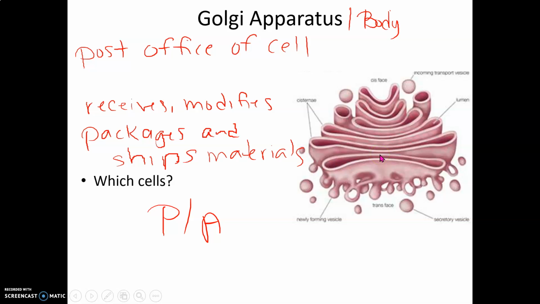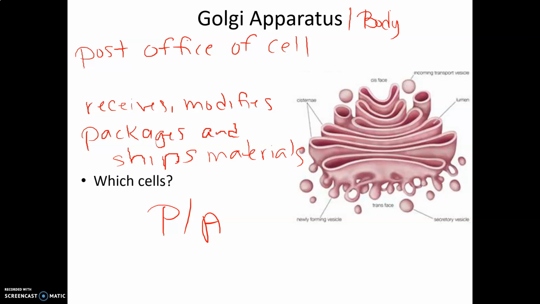This is the classic, quote-unquote, post office of the cell, okay? So you're going to go to the Golgi, it receives a package, opens it up, takes the contents out, modifies it, repackages it, and ships it where it needs to go. This is in your plants and animals.